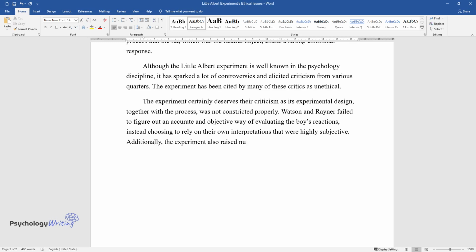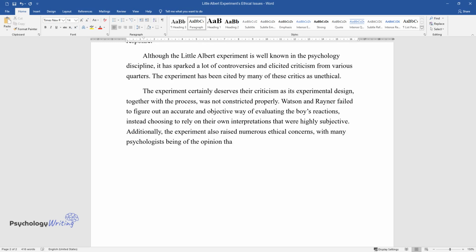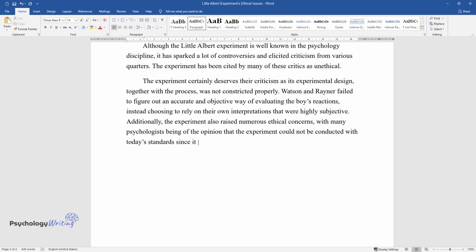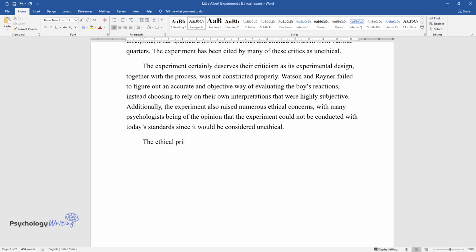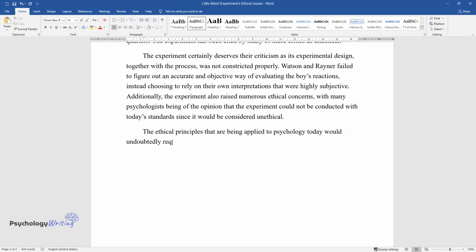Additionally, the experiment also raised numerous ethical concerns, with many psychologists being of the opinion that the experiment could not be conducted with today's standards since it would be considered unethical. The ethical principles that are being applied to psychology today would undoubtedly require an approach different from that used in the Little Albert experiment.